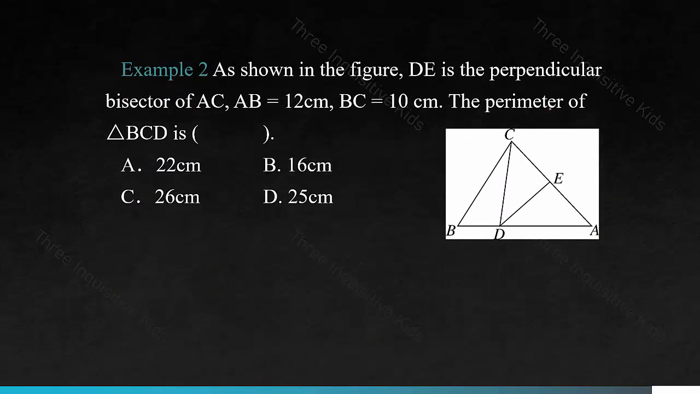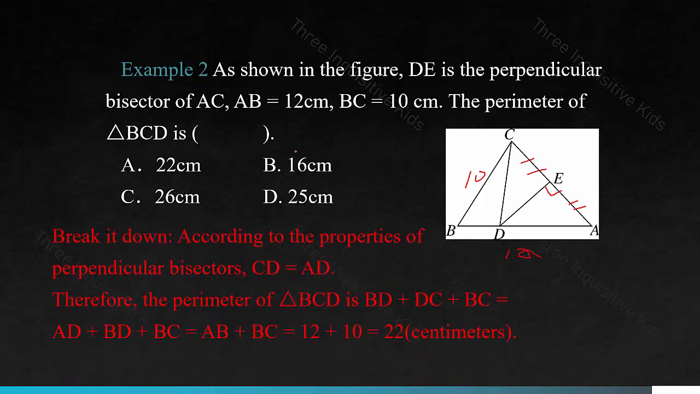As shown in the figure, DE is a perpendicular bisector of AC. Let's mark that out here. AB equals 12 centimeters. BC equals 10 centimeters. The perimeter of triangle BCD is blank. I want you to pause the video and think about it for a moment.